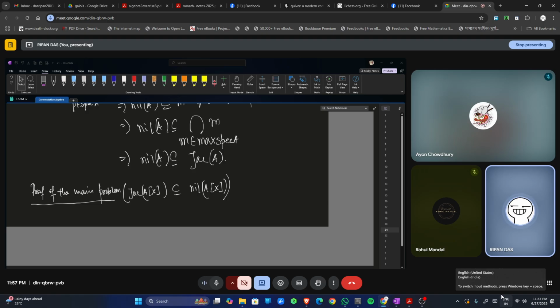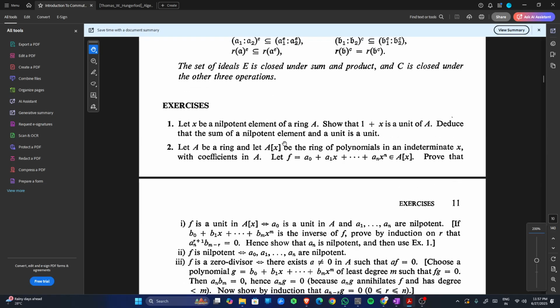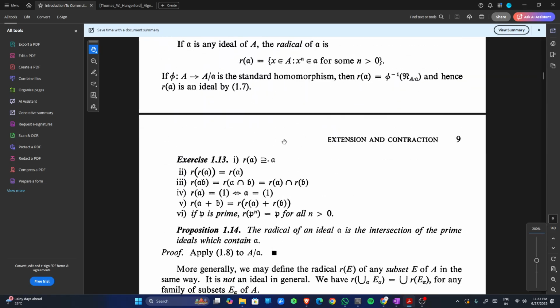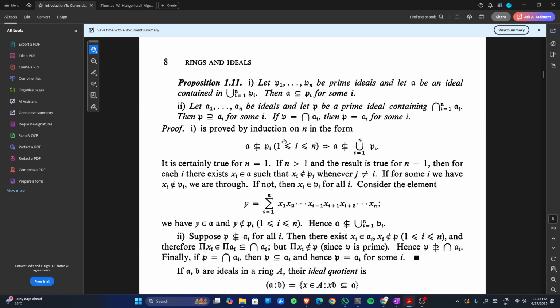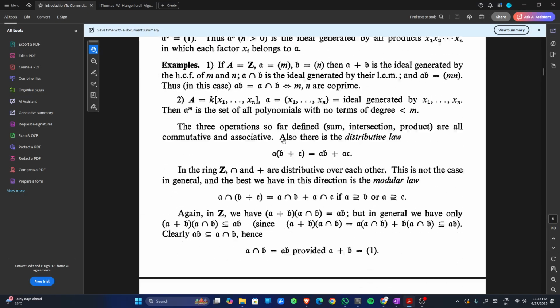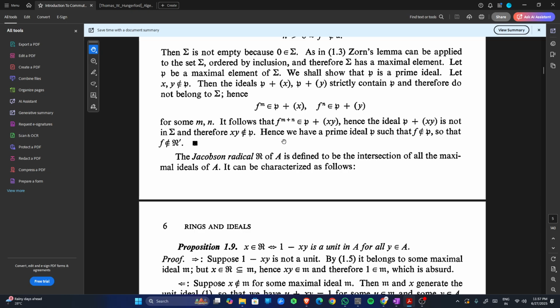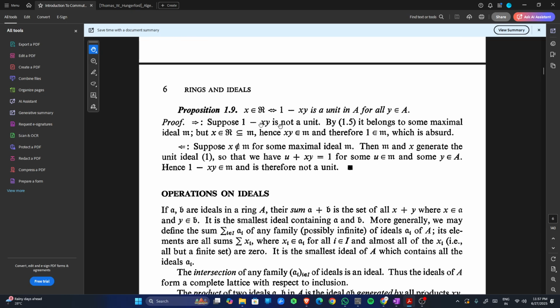What property of the Jacobson radical do you know? The Jacobson radical is very special because there is a nice property about it. If f belongs to the Jacobson radical, then 1 minus fg is a unit, if and only if the condition holds. So we will use that.